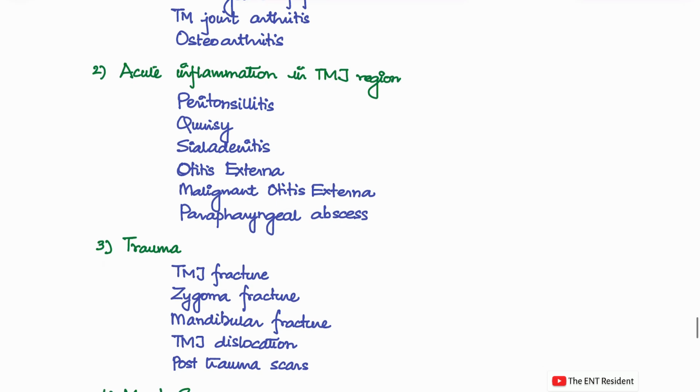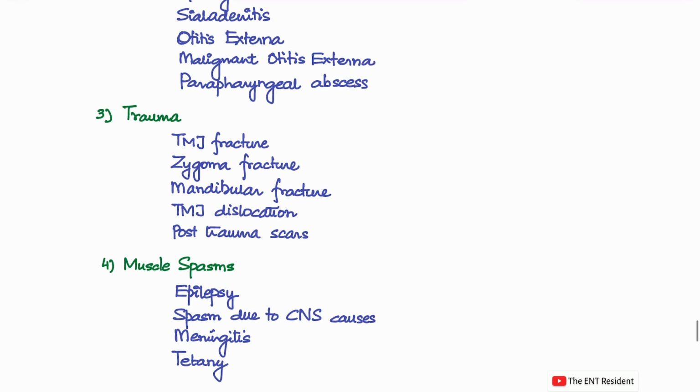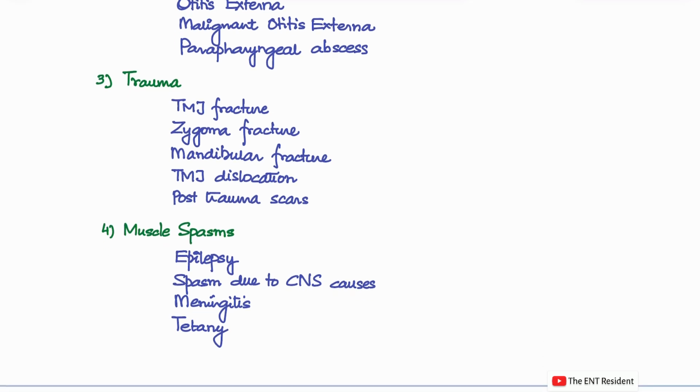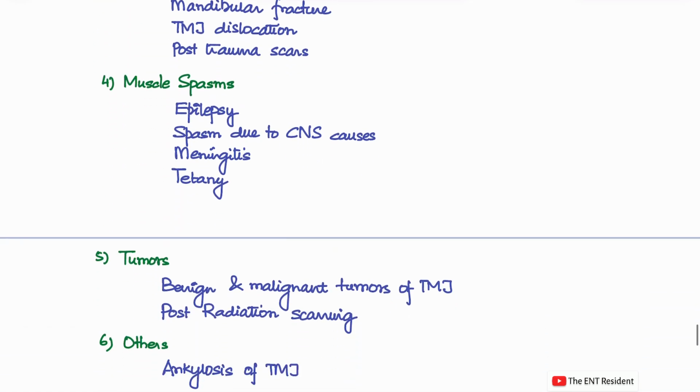Traumatic causes like fractures involving the temporomandibular joint, the zygoma, the mandible. There could be a dislocation of the temporomandibular joint, or any scar which can lead to fibrosis and adhesion, as a result of which now there is difficulty in opening mouth. Could be muscle spasms because of epilepsy, meningitis, tetany, some tumors, and other causes like ankylosis of the temporomandibular joint.